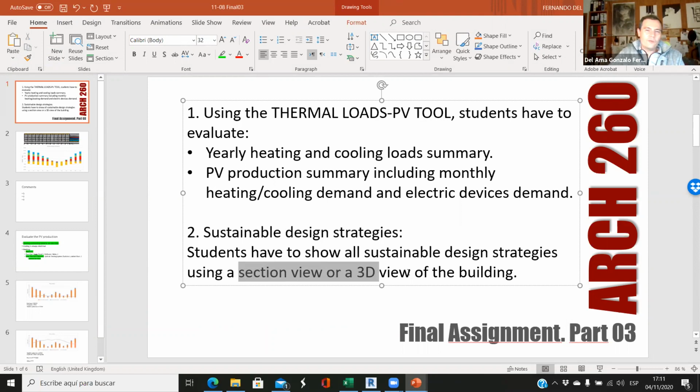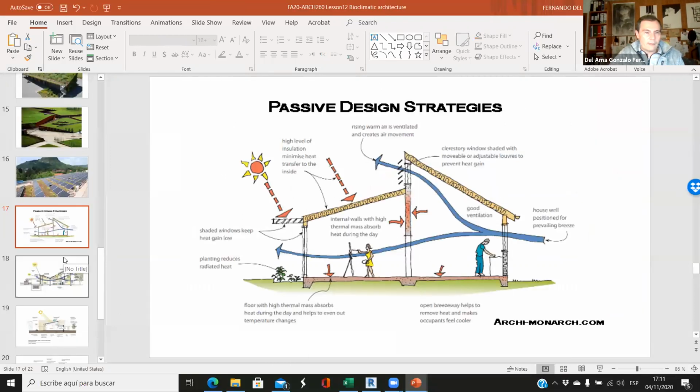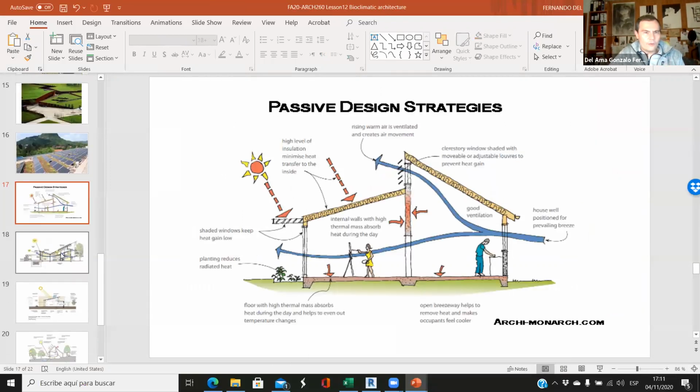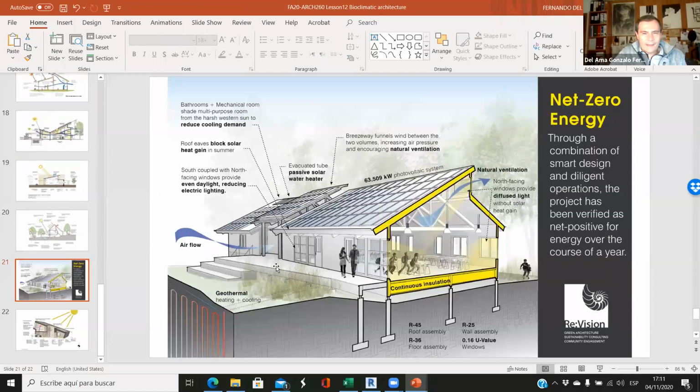Using a section view or a 3D view of the building. A section view would be enough. If you are designing a building, for sure you will have to show section views for your design project. If you are analyzing one of the Louis Kahn houses, you have to take a section or a 3D picture of the building, and then try to do something like that. I can help you, but I want you to try first, and then I will help you. So we need information like that.